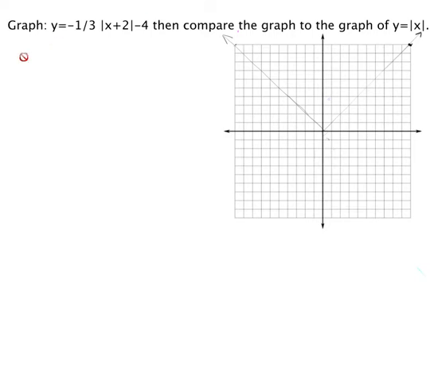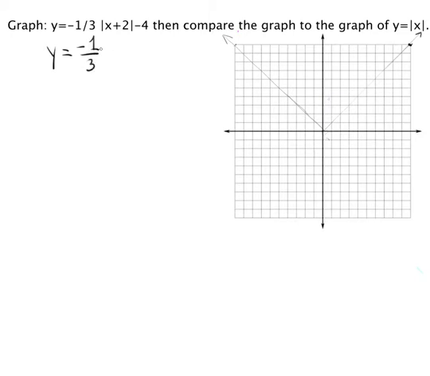We're going to be graphing y equals negative 1/3 times the absolute value of x plus 2, minus 4, and we'll compare that to the graph of our parent function y equals the absolute value of x. So starting off, when I write my equation, I'm thinking about what are the things that are going to transform it.